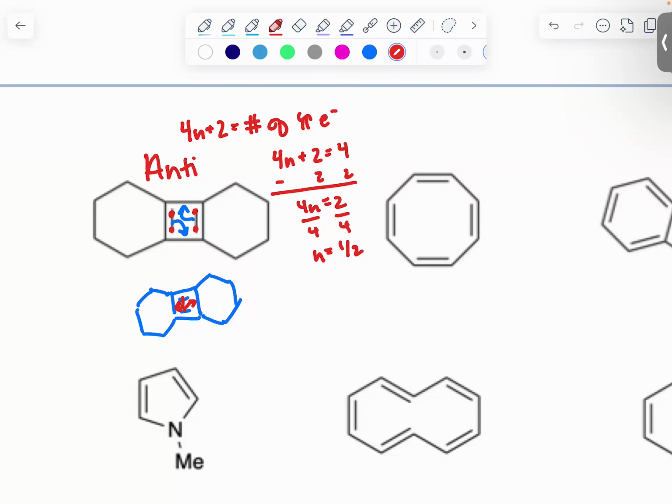I'm still answering questions about the first one. But yes, the one below it is the one where that has pi electrons that aren't in a double bond.